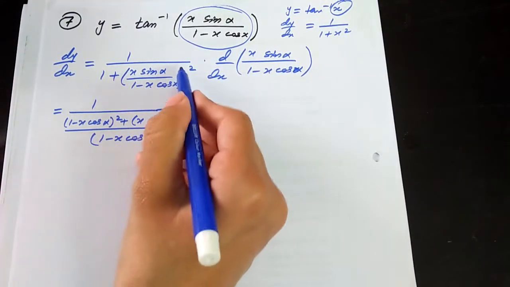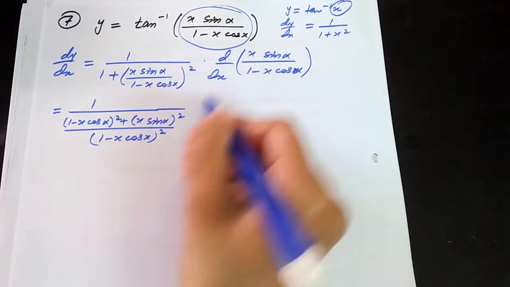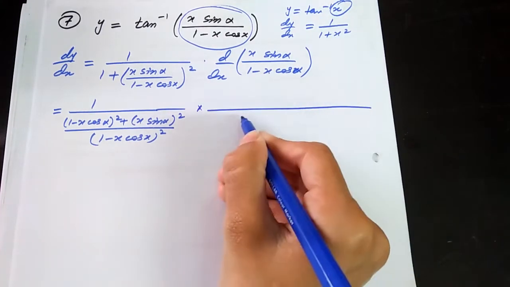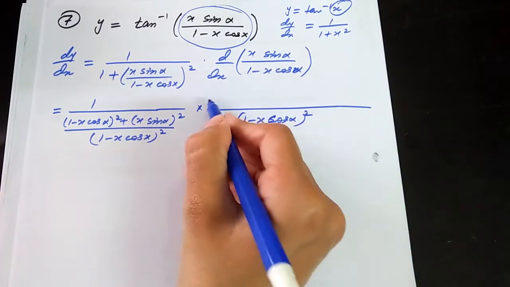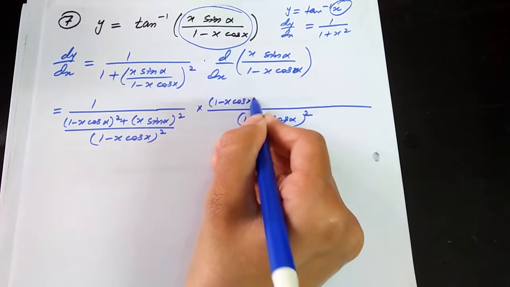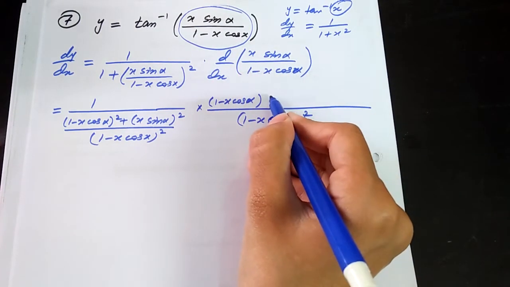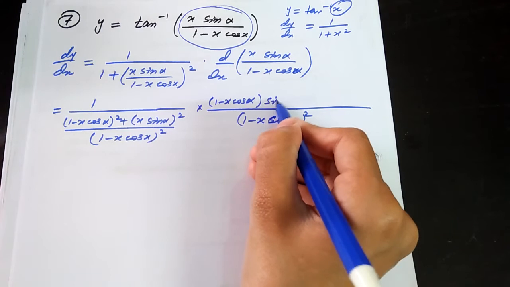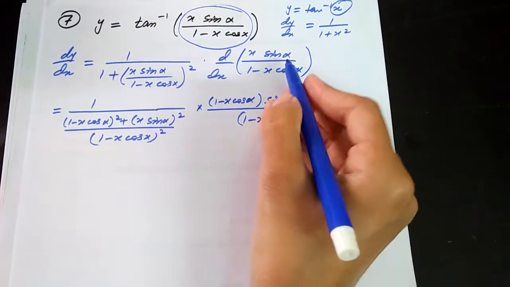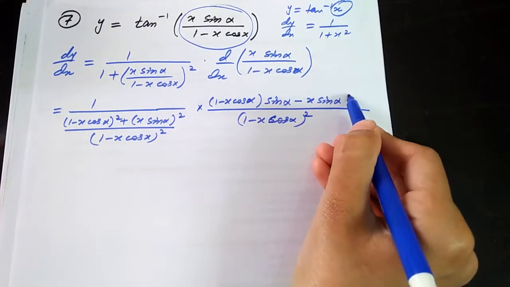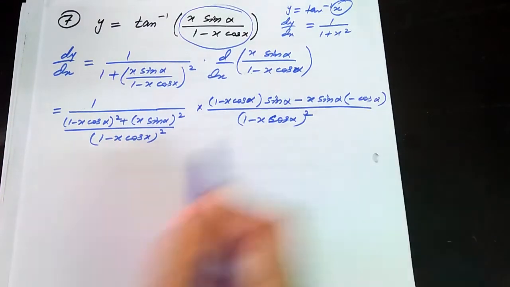I just took the LCM here, split the square on the numerator and denominator, and take the LCM. Now apply the quotient rule here. The denominator will be the square of the denominator. The denominator will come as it is, and the derivative of the numerator will give me 1 into sine of alpha, that is sine of alpha, minus, now the numerator will come as it is, and the derivative of the denominator, that is 0 minus cos of alpha. So it is minus cos of alpha like this.